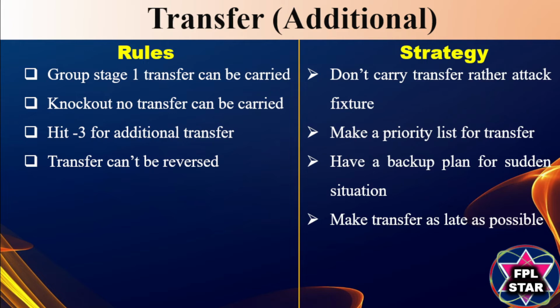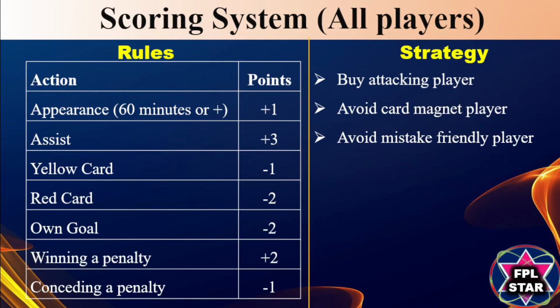Now move on to the next rules, and it's the scoring points. For all players, appearance of 60 minutes or more, then you get 1 point, and for an assist you get 3 points. If your player picks up a yellow card, then -1, and if red card, then -2. If your player scores an own goal, then -2, and winning a penalty gives you 2 points, and conceding a penalty gives 1 point.